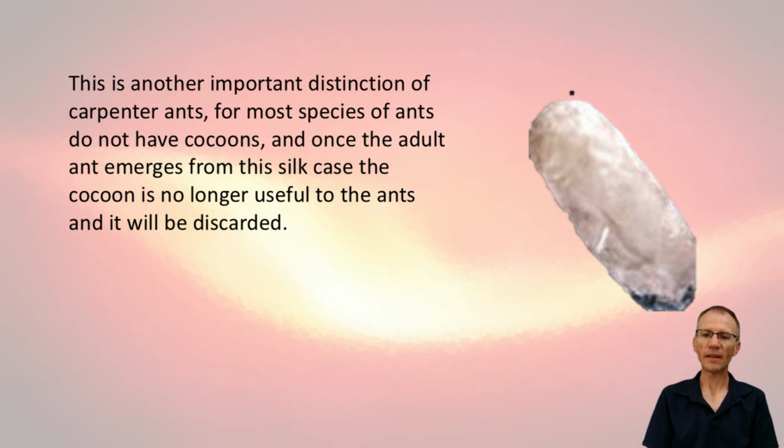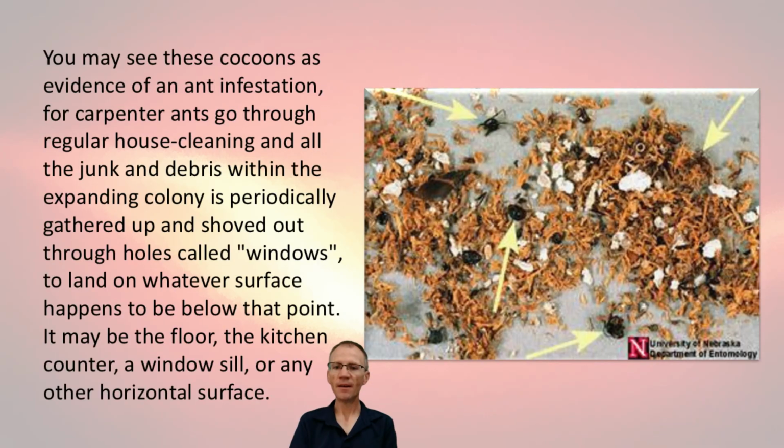For most species of ants, they do not have cocoons, and once the adult ant emerges from this silk case, the cocoon is no longer useful to the ants, and it will be discarded. You may see these cocoons as evidence of an ant infestation. For carpenter ants go through regular house cleaning, and all the junk and debris within the expanding colony is periodically gathered up and shoved out through holes called windows to land on whatever surface happens to be below that point. It may be the floor, the kitchen counter, a windowsill, or any other horizontal surface.